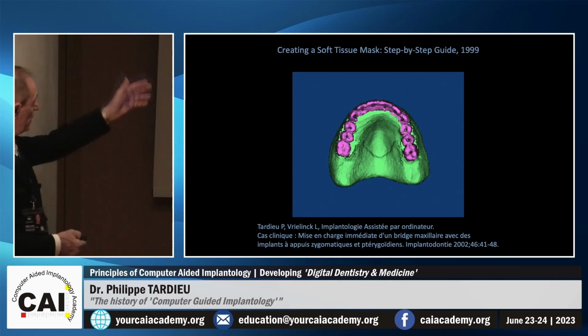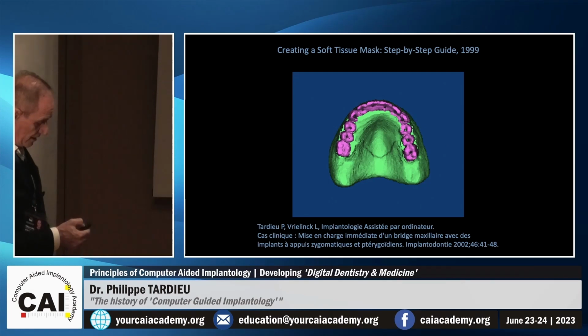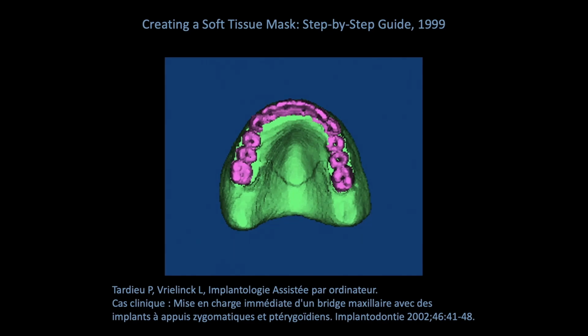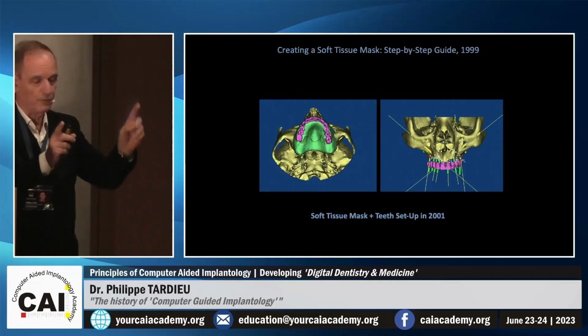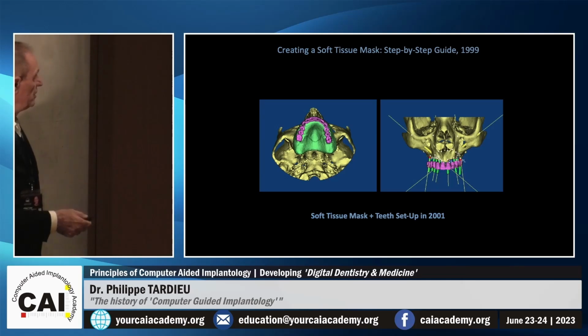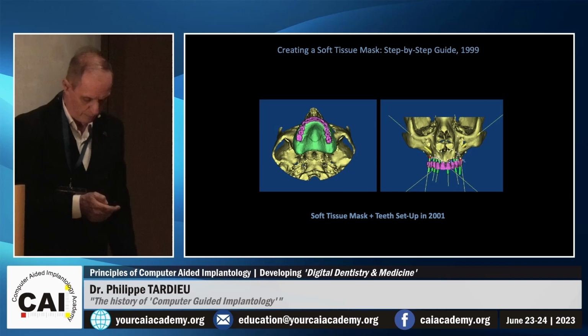So we are working like this, and I made a publication with Luc at that time. So we have a mask of the teeth, a mask of the base plate, and then we can plan implant. In this case, some zygoma implants were planned, some pterygoid implants were planned, and some anterior implants were planned. This was in 2001, and this has been published at that time.